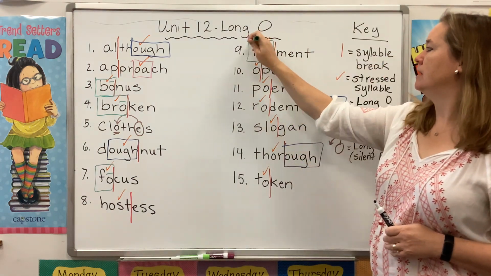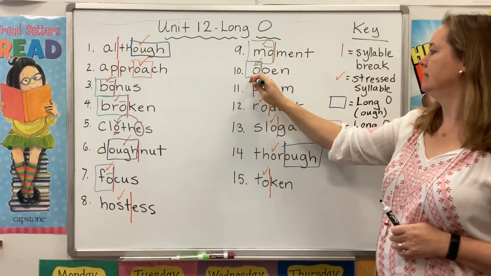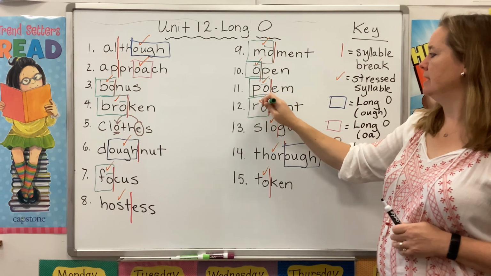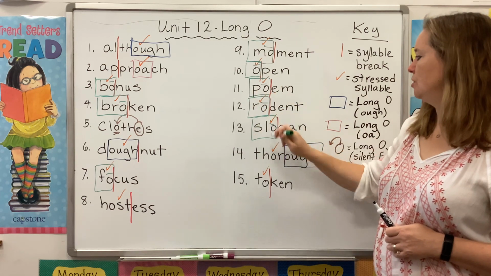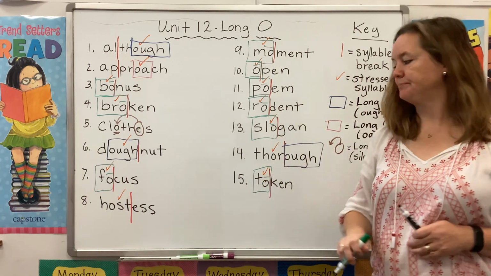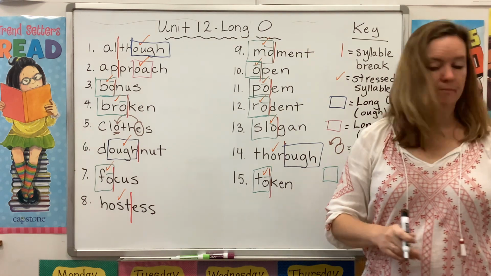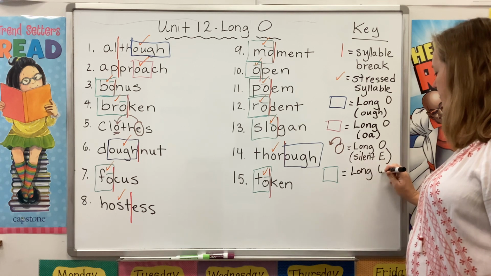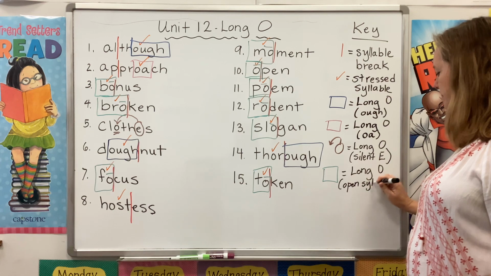We have moment and open, poem and rodent, slogan and token. So in all of these examples, we have a long O thanks to an open syllable.